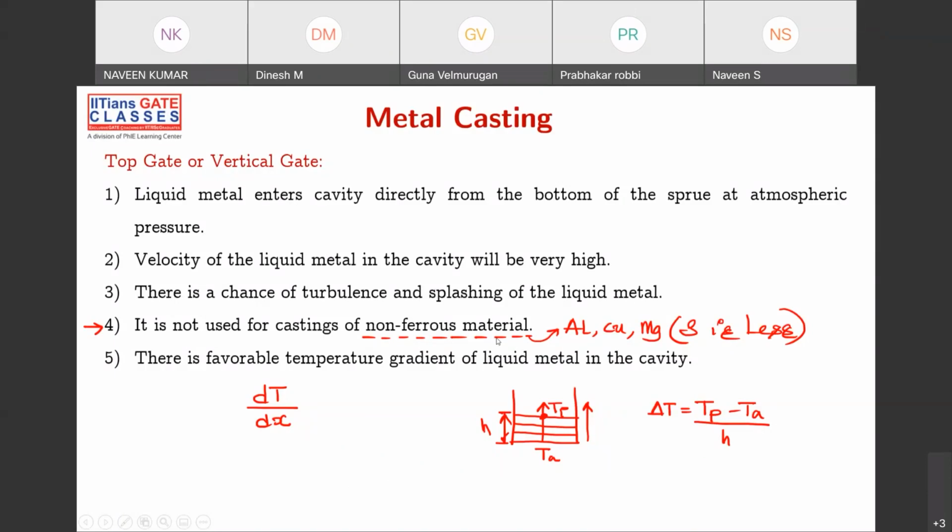Why? Because it has low density, and as the material has low density, we already know there is a chance of turbulence because of high velocity at the end of the sprue, and because of that, splashing of liquid metal might happen. So if turbulence and splashing are already issues here, using a non-ferrous material will enhance the issue rather than reduce it. Because of that, we will not be using non-ferrous materials here.